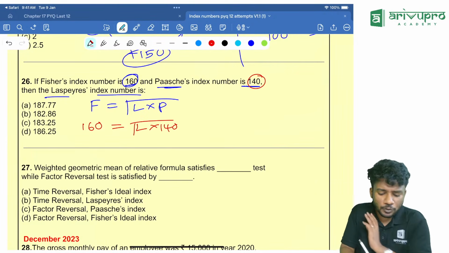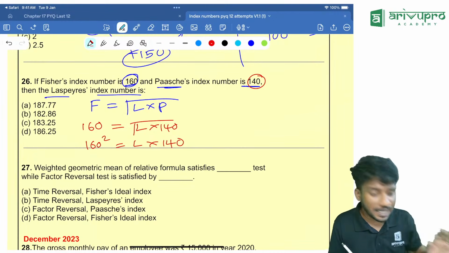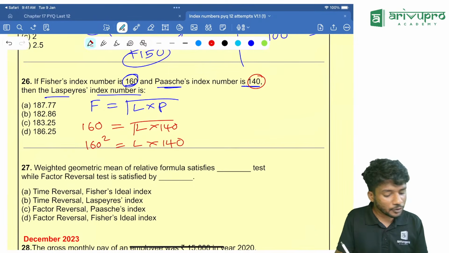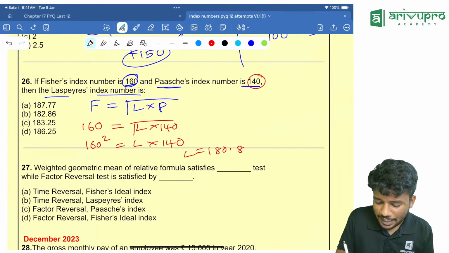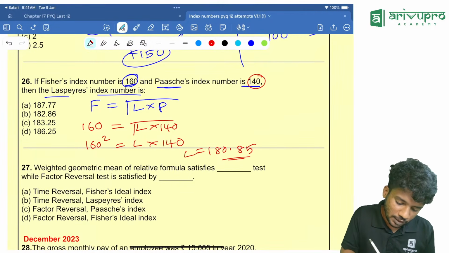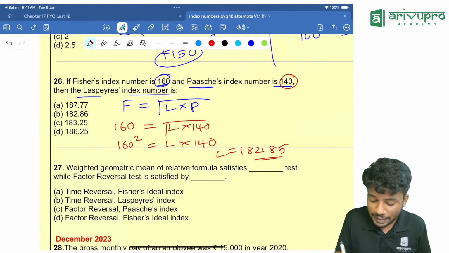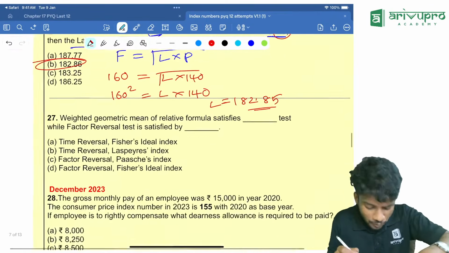Paasche is 140. Square both sides. That means 160 squared is equal to Laspeyres into 140, since when you square, the root cancels off. So Laspeyres equals 160 squared divided by 140, which is 182.85. So the nearest answer is option B. That's your answer.